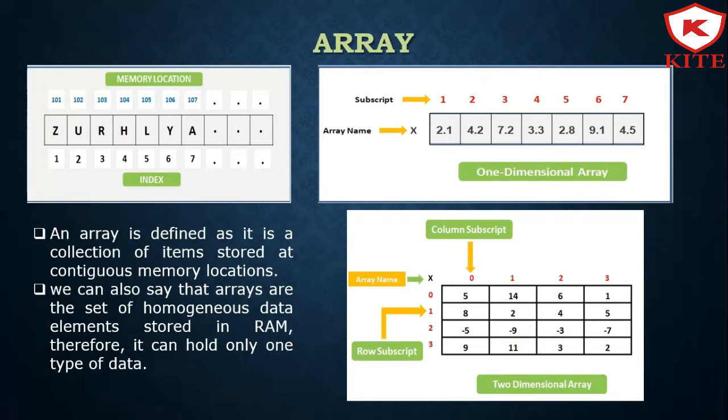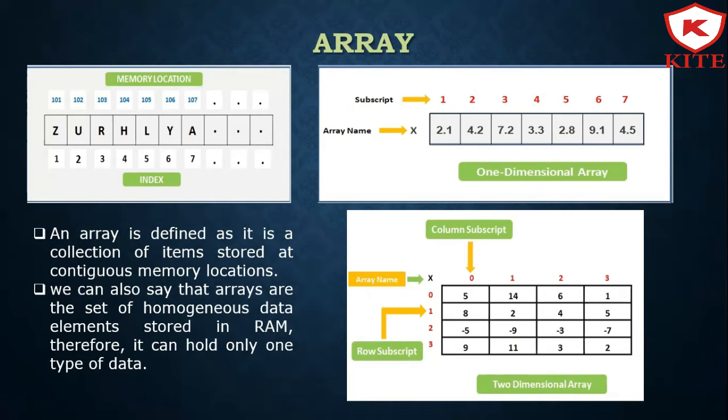So what is an array? An array is defined as a collection of items stored at contiguous memory locations. We can also say that arrays are a set of homogeneous data elements stored in the RAM. Therefore, it can hold only one type of data. The data may be all floating numbers, or all characters, or all integers. Therefore, an array makes it easier to calculate the position of each element by simply adding the offset to the base value.